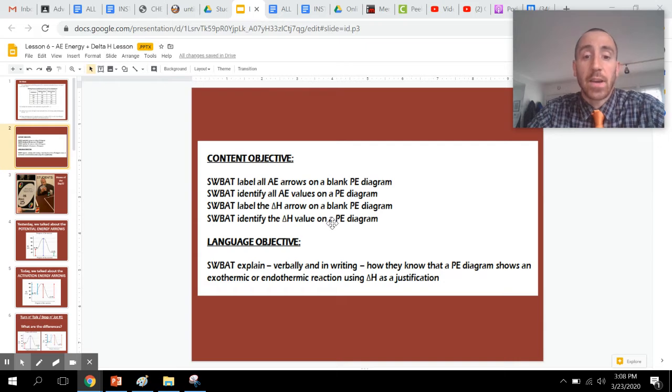All right, I think we have a pretty easy day today. We have 4 objectives here. We're going to smush together 2 lessons into one. You have to label all the activation energy arrows on a blank PE diagram, as well as identify all the activation energy values on a PE diagram. Then you're going to label the delta H arrow on a blank PE diagram, and identify the delta H value on a potential energy diagram. And then hopefully you can explain verbally and in writing how you know that a PE diagram shows an exothermic or an endothermic reaction by using delta H as a justification. Sounds like a lot, but I think you guys will be all right.